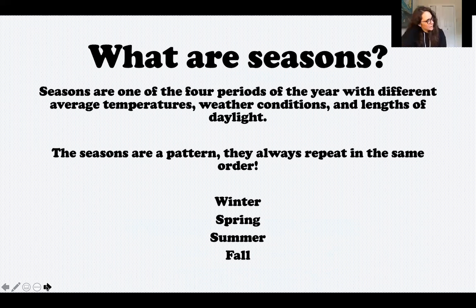We don't go backwards. And the reason that seasons happen is because the earth is tilted. The earth is not straight up and down. The earth is tilted on its axis at an angle. And so that means as the earth orbits or revolves around the sun, there are different parts of the year when the top and the bottom, which we call hemispheres, are either tilted directly towards the sun or tilted further away from the sun. And that's what creates the seasons.